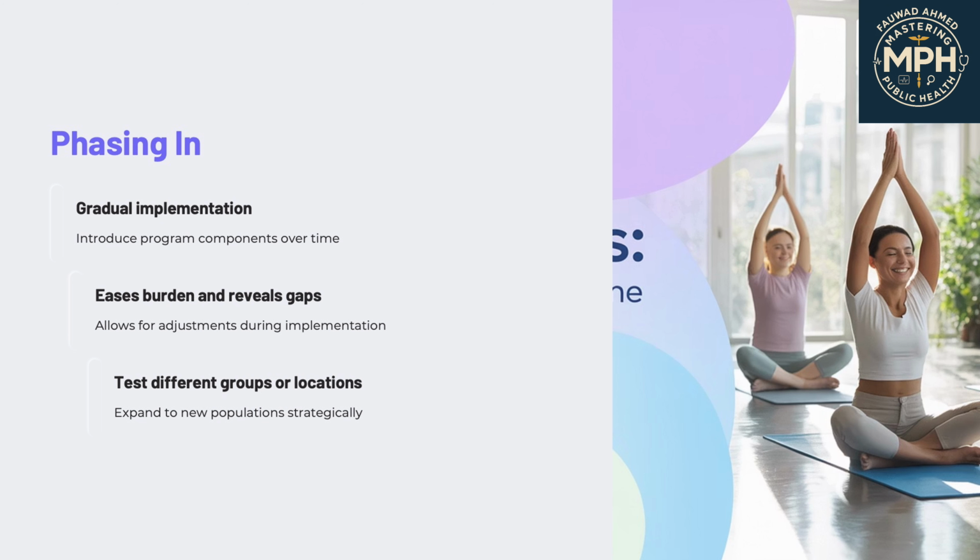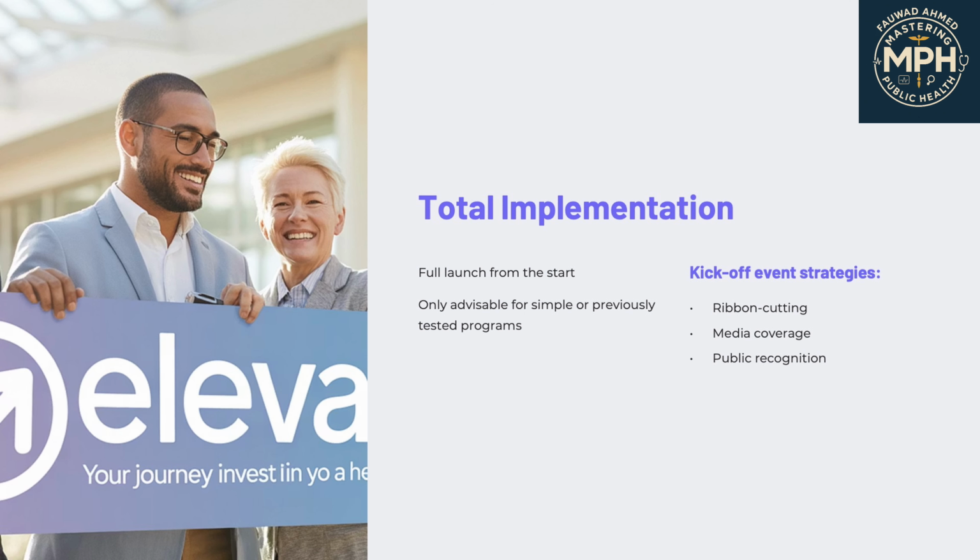This may involve starting in specific locations with fewer participants or limited services. This method offers control and learning before full launch. Third is total implementation, launching all at once. This is typically used for simple one-time or previously tested programs. Use the inverted triangle model, Figure 12.2, to guide implementation choices.